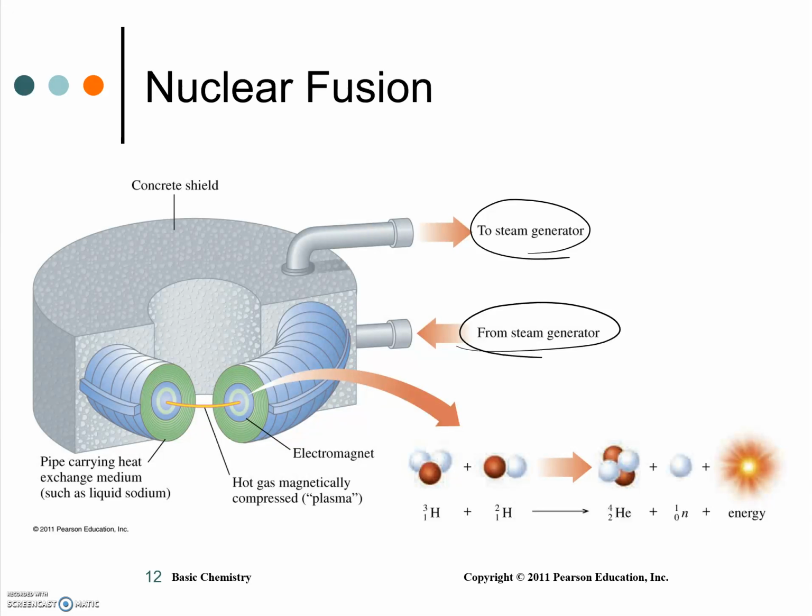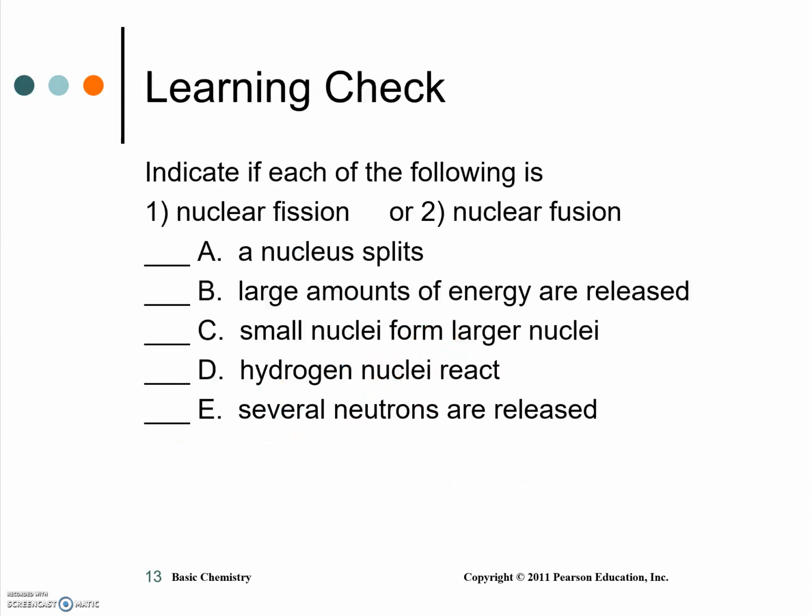So overall, if you look at the difference between nuclear fission and nuclear fusion, you should be able to determine which one of these categories each statement fits in. So if a nucleus is splitting, that should be in your nuclear fission. If large amounts of energy are released, that's going to be both of those. Small nuclei are going to form into a larger nucleus. Remember, that's like putting two together, so you're going to fuse things together. That would be number 2, or nuclear fusion.